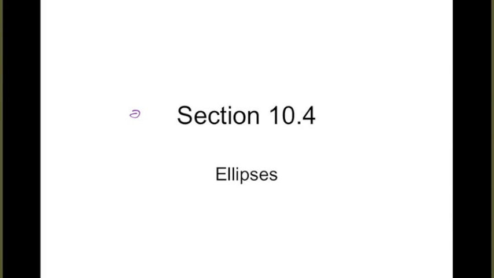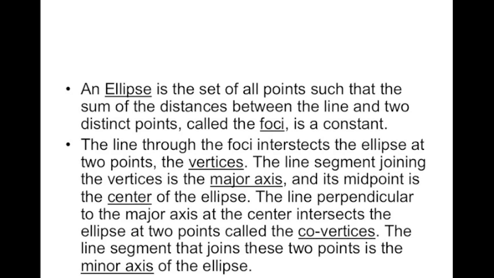So today we're going to talk about our third type of conic section, an ellipse. An ellipse is a set of all points so that the sum of the distances between the point and two distinct points called the foci is a constant. So let's look at what this looks like then.